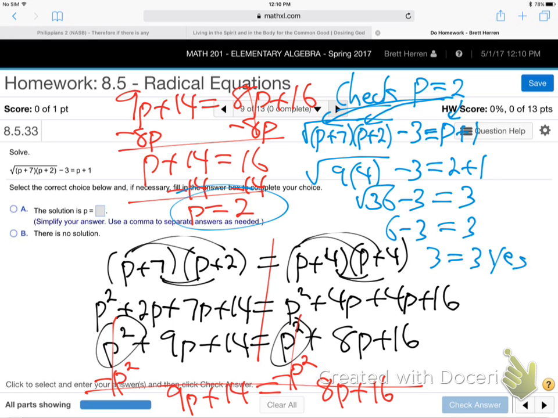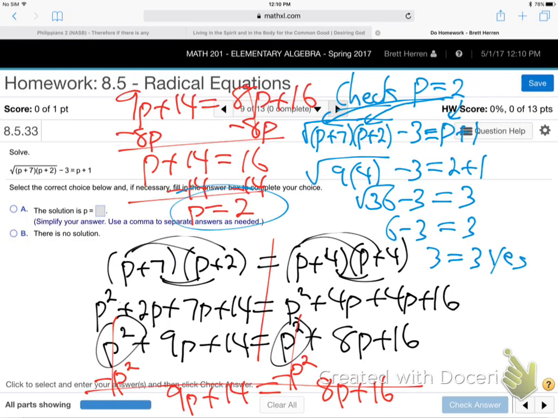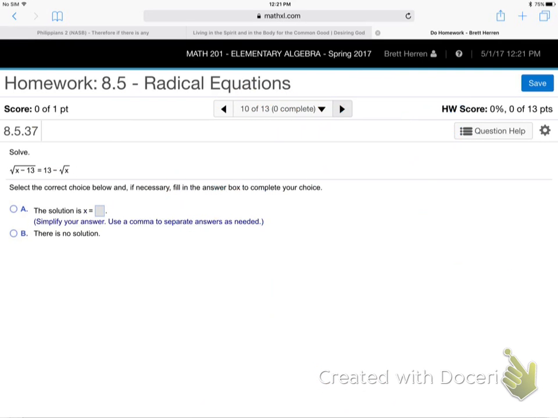All right. Is everybody okay with that one? I can flash it back on the screen. Everybody get it all copied down? P equals 2 was the answer. That is true.